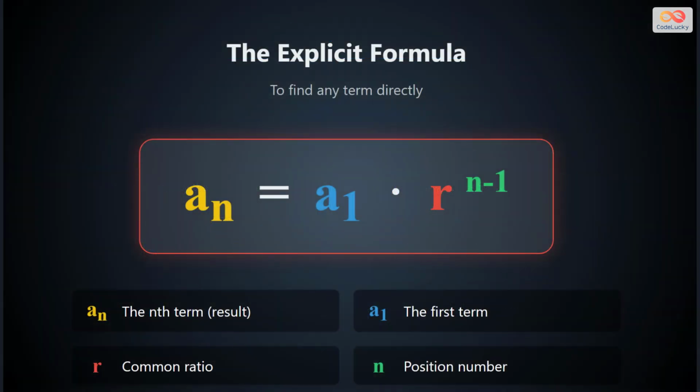Here is the magic formula that lets us skip ahead to any number in the sequence. It reads as a sub n equals a sub 1 multiplied by r raised to the power of n minus 1. A sub n is the term we want to find. A sub 1 is the very first number. R is the common ratio, and n is the position number we are looking for.